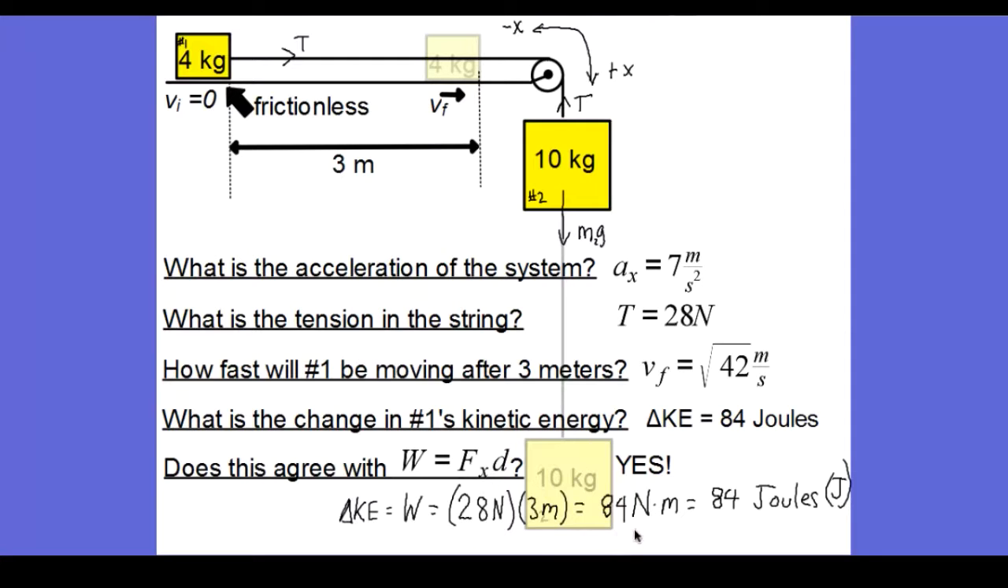Force times distance. Notice also that units of force is newtons, units of distance is meters, so a newton meter is the same thing as a joule. Remember, work and energy have the same units, joules.